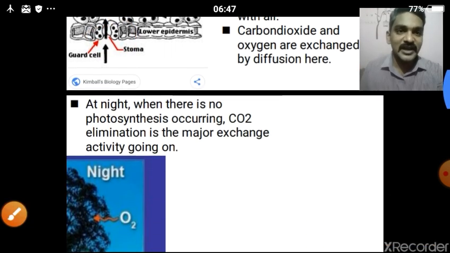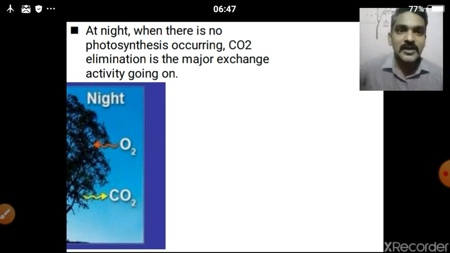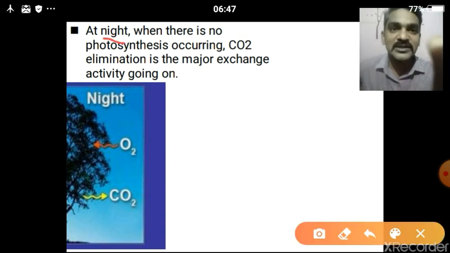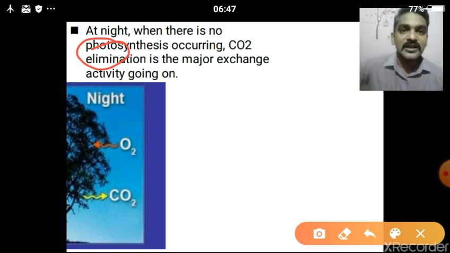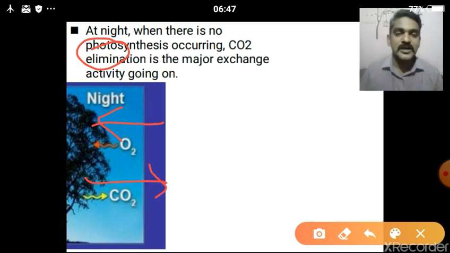If you go to the next slide, you can see here, during night what will happen? During night time, the photosynthesis will not occur because photo means light. In the absence of light, photosynthesis will not take place. In this case, what happens? The respiration will occur. When the respiration occurs, the oxygen will be taken inside. That is, aerobic respiration takes place in plants also. So the maximum elimination of carbon dioxide will be taking place during the night time. So this is during night time.